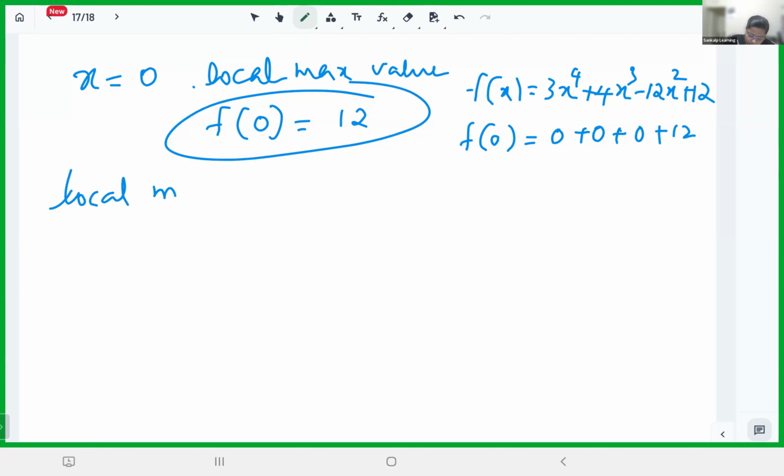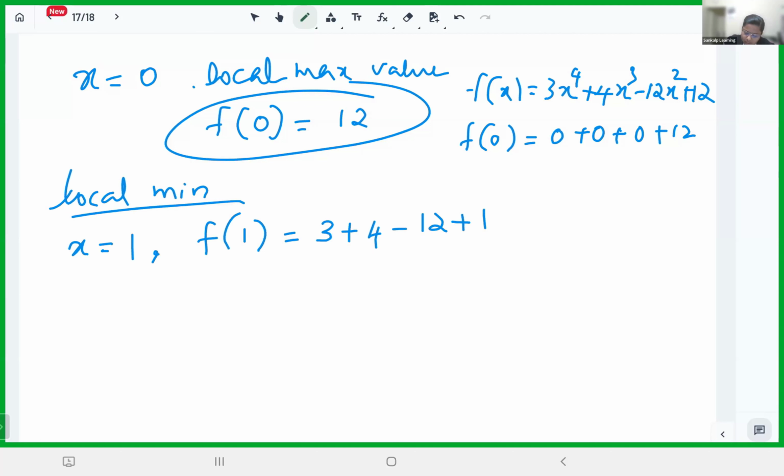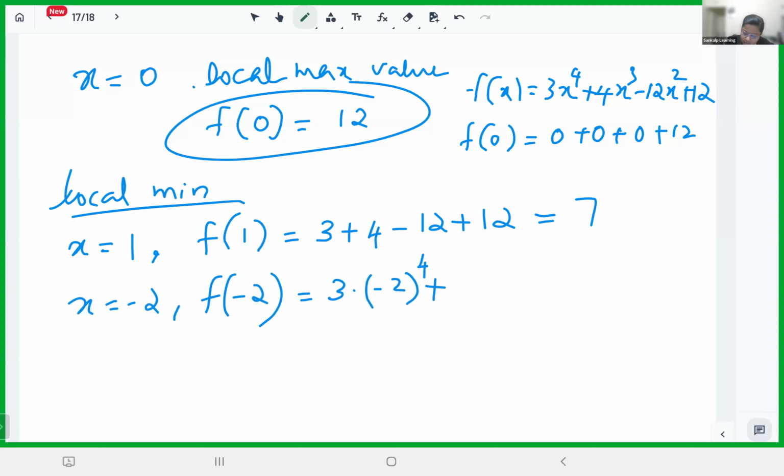Now, local minima of the function. We have to find out local minimum also. There are 2 points at which the function attains local minimum: x equal to 1 and x equal to minus 2. At x equal to 1, the function is equal to 3 plus 4 minus 12 plus 12, so that is equal to 7. And at x equal to minus 2, f of minus 2 is equal to 3 into minus 2 the whole power 4 plus 4 into minus 2 the whole power 3 minus 12 into minus 2 the whole square plus 12.